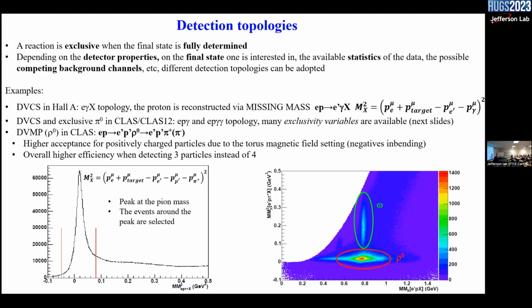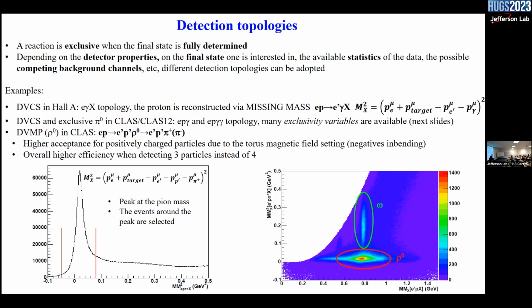And for the rho zero analysis that I showed yesterday, I think, the final state has the rho zero decaying into pi plus, pi minus. And in this case, we detected the electron and the 2 positively charged particles, and the missing pion was reconstructed by missing mass, and you can see it here.